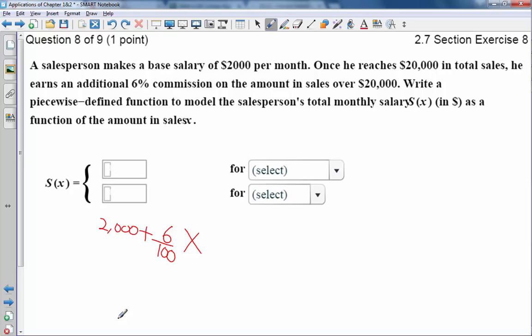This is incorrect. Where is my logic flaw? Is this the amount over 20,000? Yeah, I took the 6% of entire sales and said only the amount over 20,000. So this X is already more than 20,000. I have to subtract 20,000 from it and compute the exceeding value. Then take 6 over 100. So you can take this whole and put it here, or first simplify and then put it. Okay?